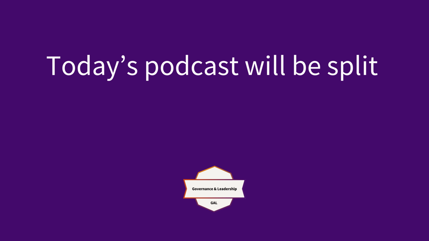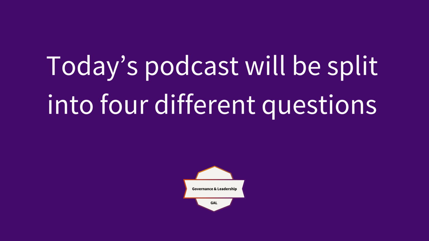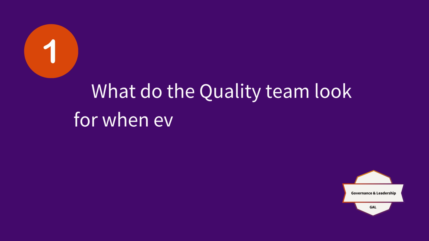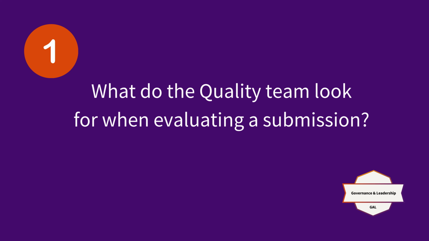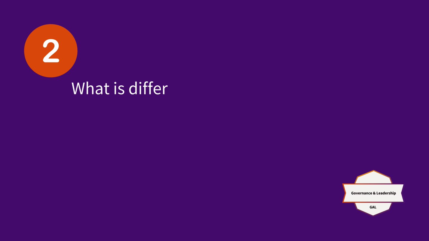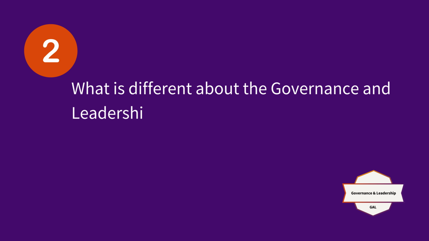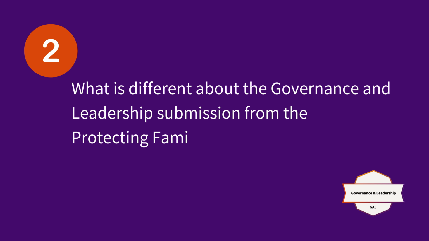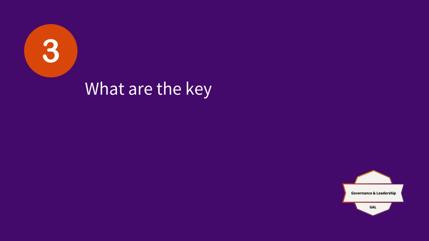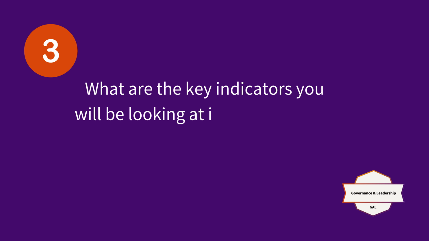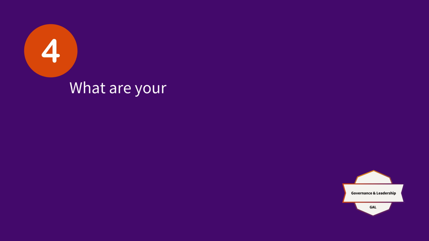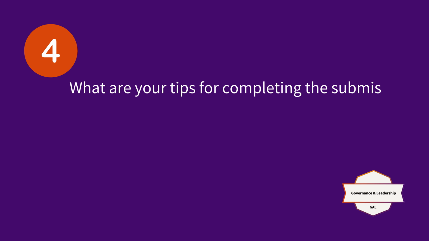Today's podcast will be split into 4 different questions. Question 1 is, what do the quality team look for when evaluating a submission? Question 2, what is different about the governance and leadership submission from the protecting families submission? Question 3, what are the key indicators you'll be looking at in this standard? And question 4, what are your tips for completing the submission?